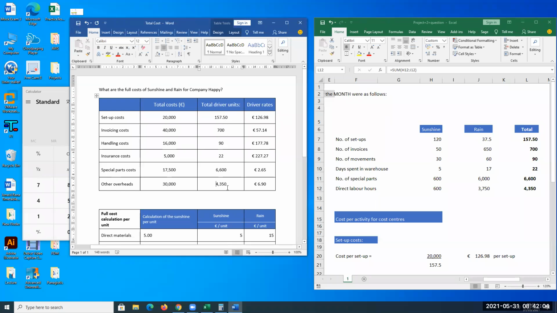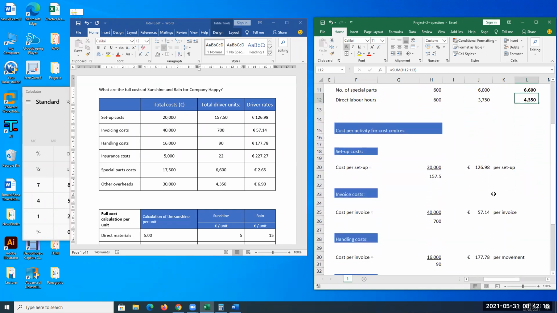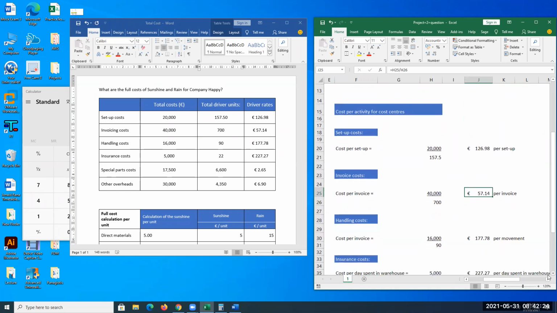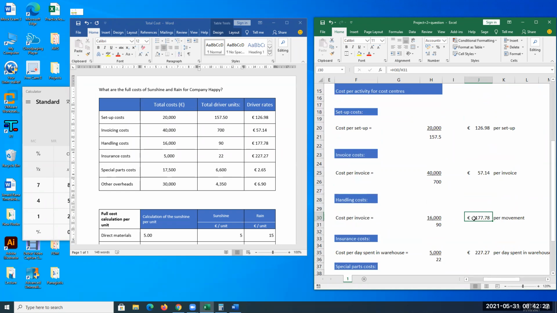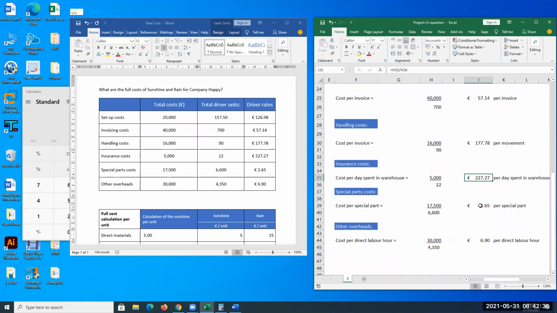So they were saying, what are the total driver units? So I wrote here the total driver units, and what is the driver rate? So the driver rate is this one that we calculated. So for setup, 126.98. For invoicing cost, 57.14. For handling cost, 177.78. And for insurance cost, 227.27. And for special parts, 2.65, and 6.90 is for other overheads.